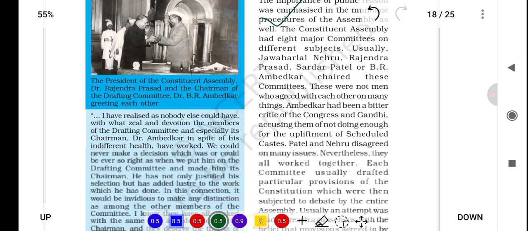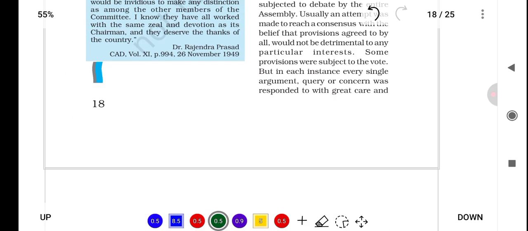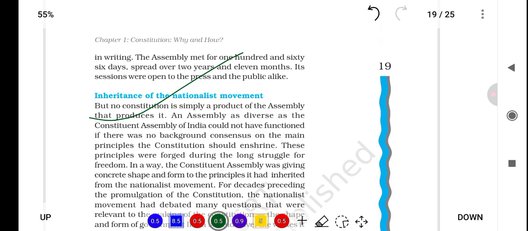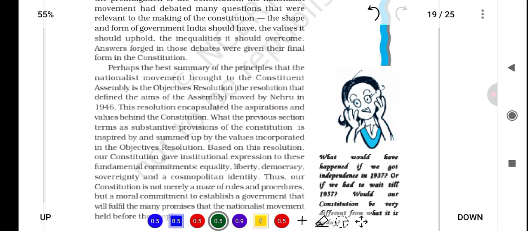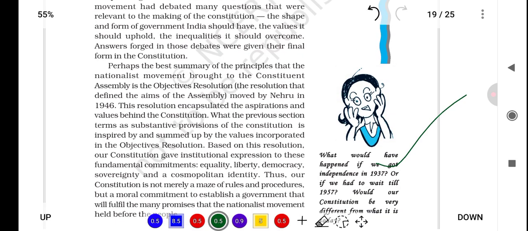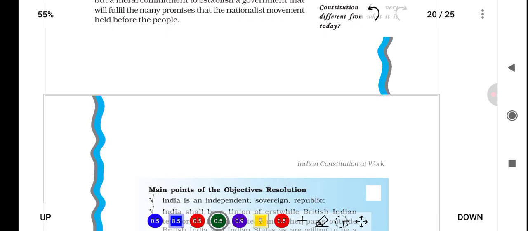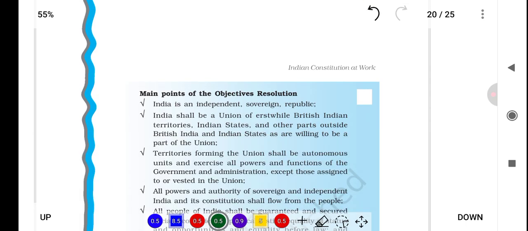Procedures. The President of the Constituent Assembly, Dr. Rajendra Prasad, and the Chairman of the Drafting Committee, Dr. B.R. Ambedkar, greeting each other. Inheritance of the nationalist movement. Another cartoon. Actually, this NCERT is very, very important for our UPSC examination. Main points of the Objectives Resolution. This one is also important. You can pause the video and read it.